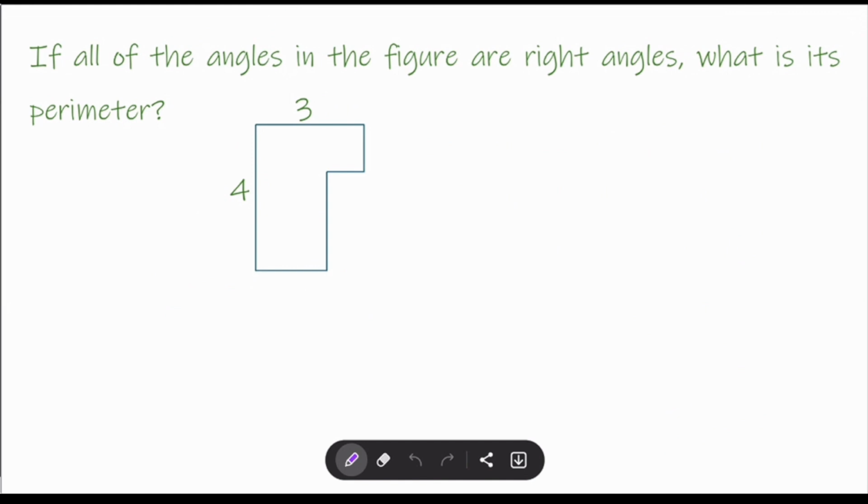Alright, so let us solve this problem. If all of the angles in a figure are right angles, what is its perimeter? So this problem is very tricky. If you're going to compute the exact length of those missing, then it will take all of your time during the SAT test. And SAT is expecting only around 30 seconds to a minute to finish each question. So it will take all of your time if you compute the exact value of this.